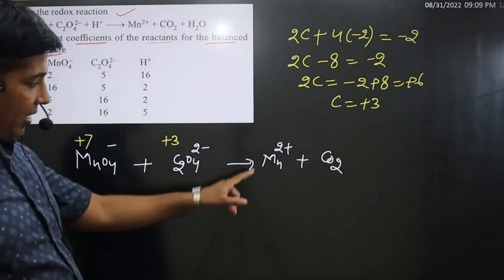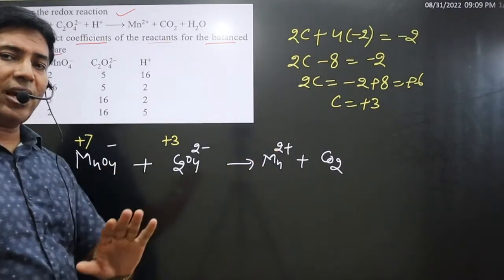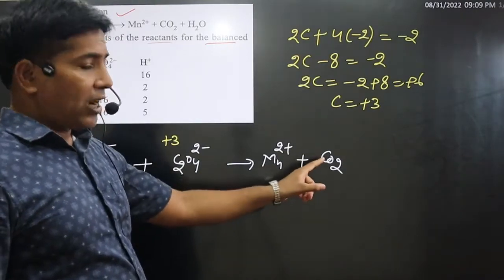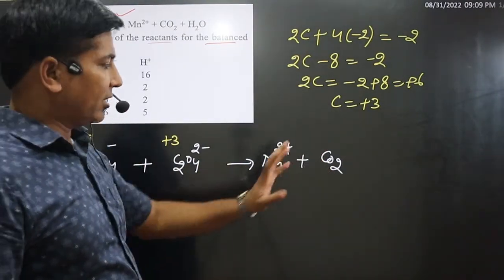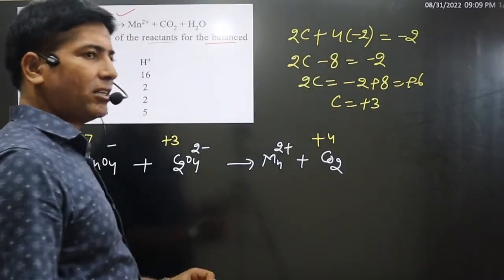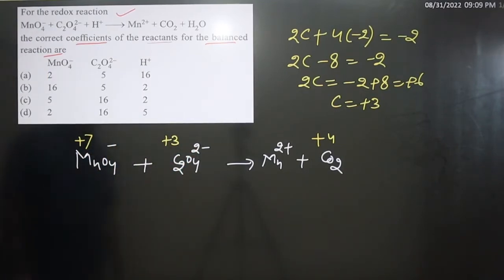In CO2, for carbon we can calculate. Oxygen is minus 2, there are 2 oxygen, so the total charge of oxygen is minus 4. Then carbon will be present in plus 4.